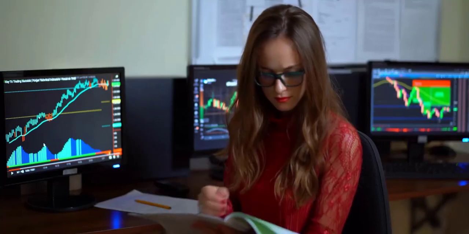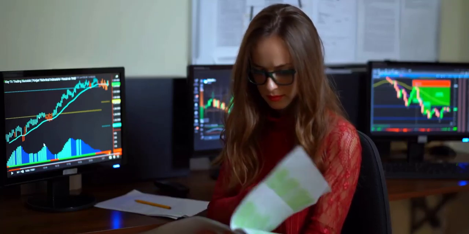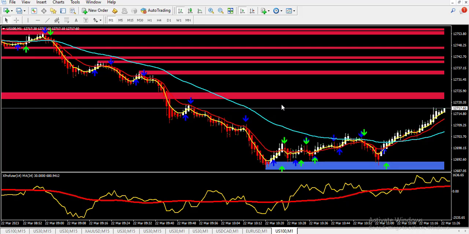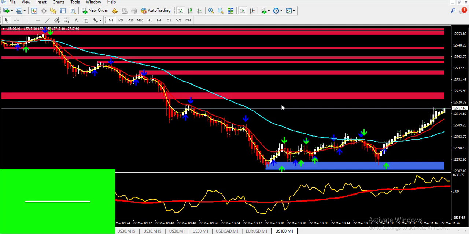MetaTrader 4 1-minute scalping strategy. This strategy is simple. A lot of people have been asking for a 1-minute trading strategy, and I've come up with this one for 1-minute scalping for Forex on MetaTrader 4.